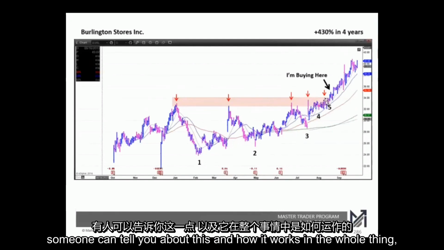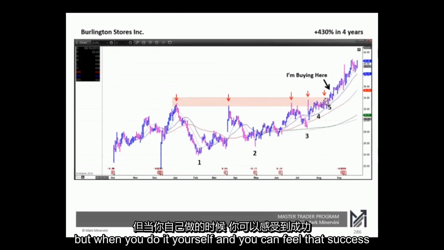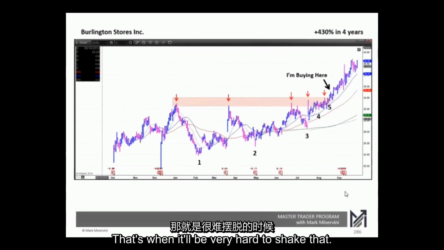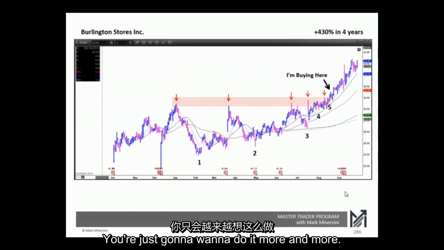Someone can tell you about this and how it works, but it's when you do it yourself and you can feel that success and you can see your account gaining very, very quickly when you hit something exactly right. That's when it'll be very hard to shake that, and you're just going to want to do it more and more.